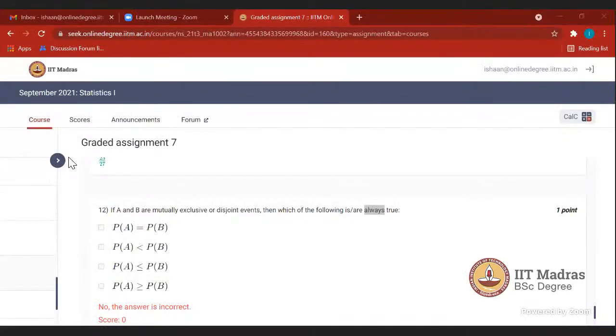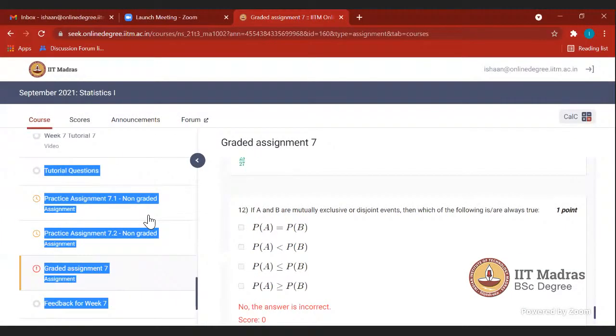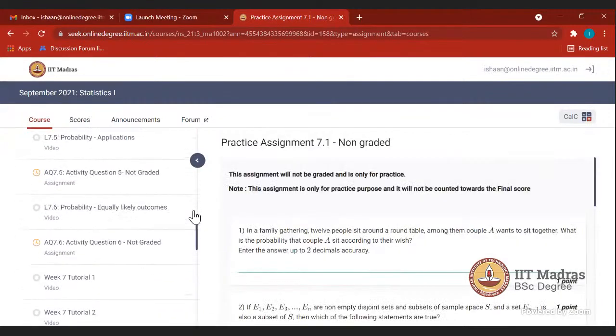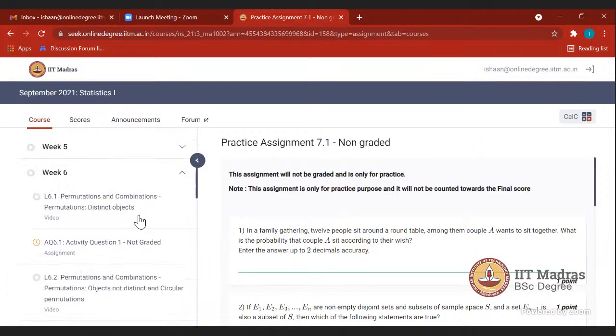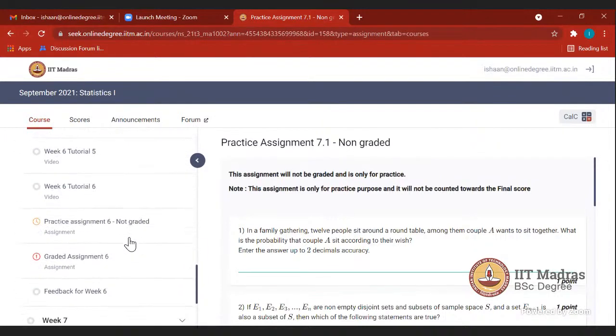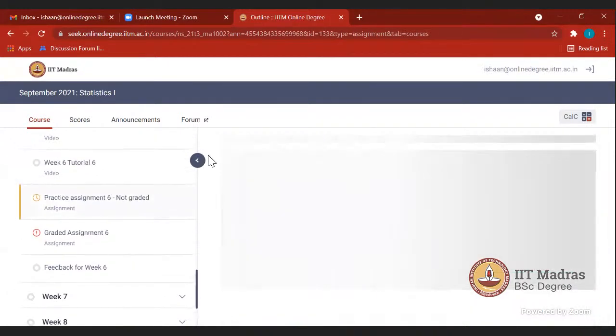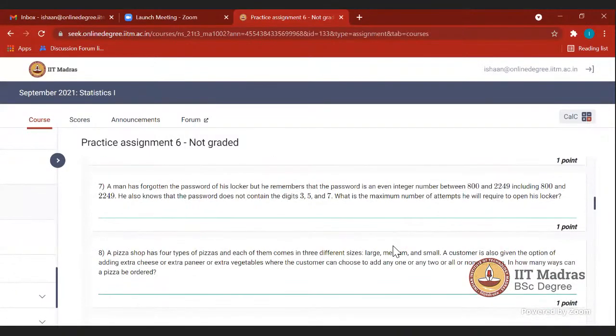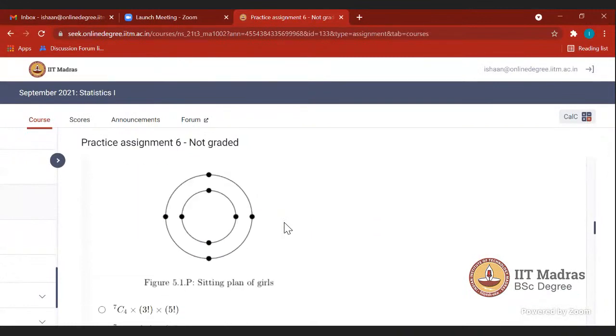Sir, there is a question in a practice assignment, a concentric circle one. Sir, many times people explain, but I am not able to understand. Which question? It's a concentric circle in practice assignment 6. Oh, practice assignment 6. Okay, the seating arrangement one. Yes, sir. Okay, what was it? This one, right?